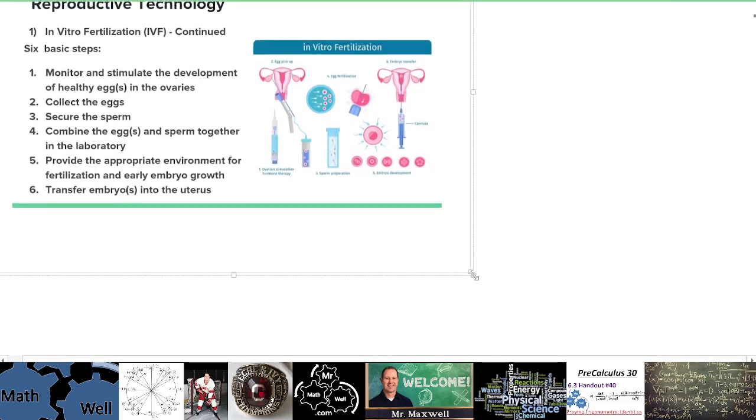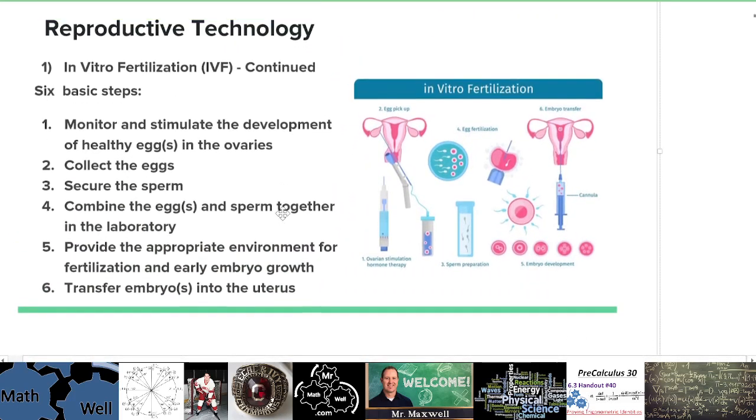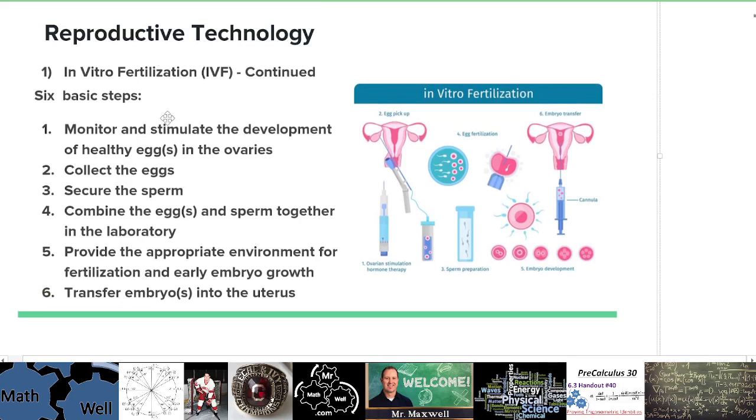Okay, continuing on. In vitro fertilization continued, 6 basic steps: monitor and stimulate development of healthy eggs in the ovaries, collect eggs, secure sperm, combine eggs and sperm together in the laboratory, provide appropriate environment for fertilization and early embryo growth, and then those embryos are transferred into the uterus. And you would hope that implantation takes root and the rest of the natural processes kick in.